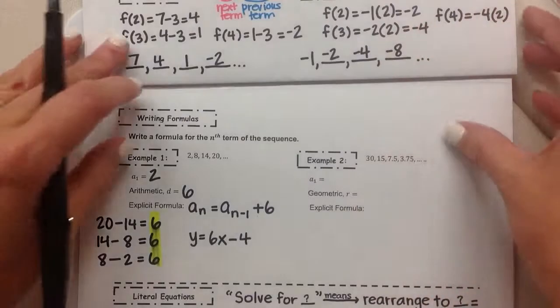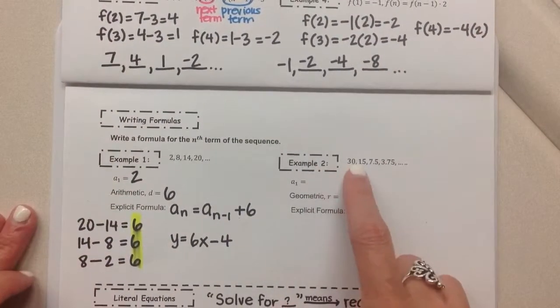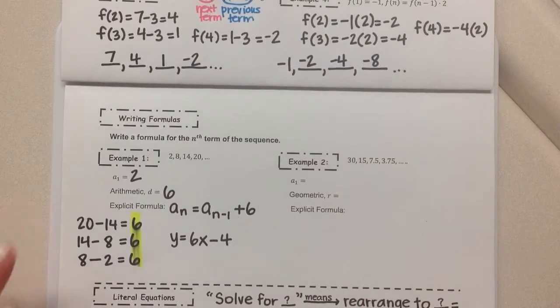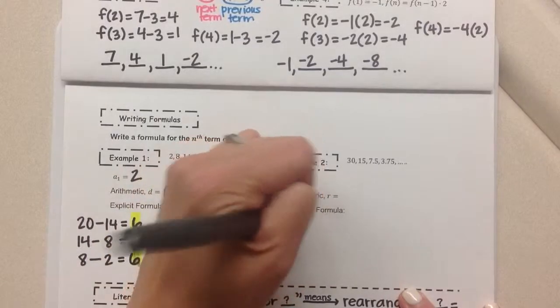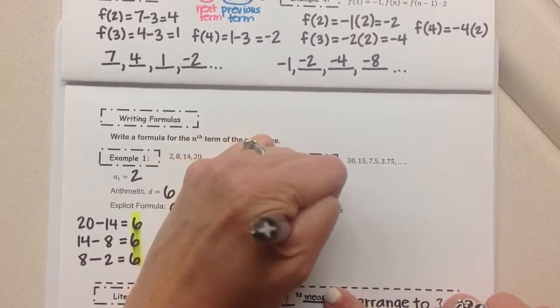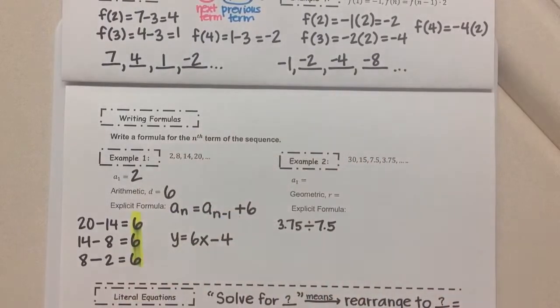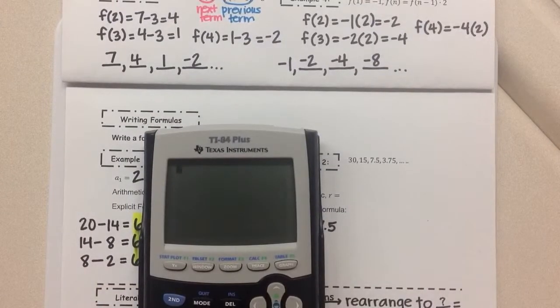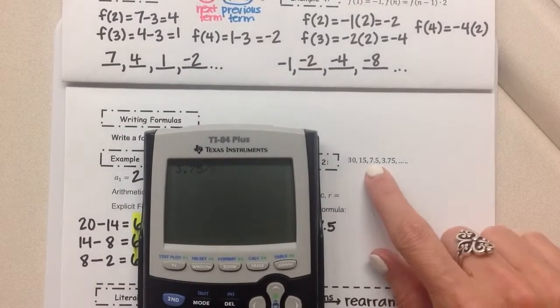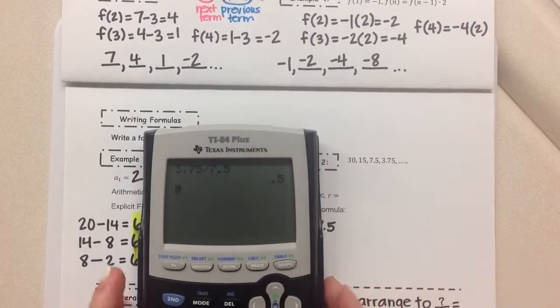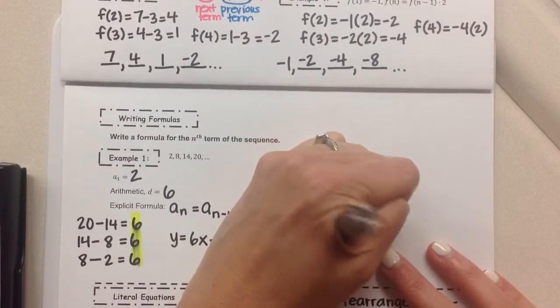All right, so let's look at example 2. I've got a sequence 30, 15, 7 and a half, 3 and 3/4. So they're telling me that this is geometric. So again, if I want to find my common ratio, and I can't tell it by looking at the list, I'm going to start at the end, and I'm going to divide by the number before it. And we're going to go ahead and make this a fraction if we don't get an answer. So we're going to take 3.75, and we're going to divide by 7.5. And that is 0.5, which I know is the same as 1/2.